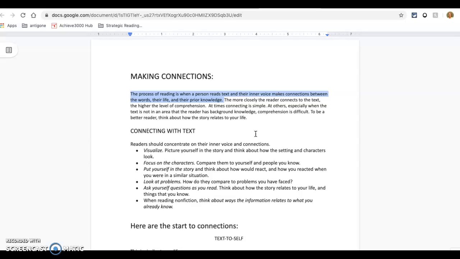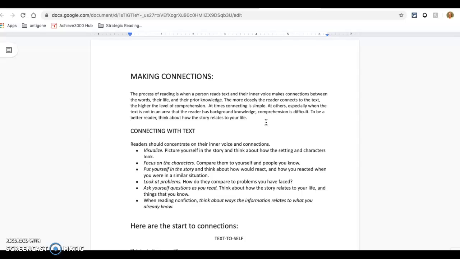The idea behind this sentence is that you're having a conversation. The text is talking to you, essentially. Now, granted, it's an inner voice. It's not actually talking to you, but you should be making some comments. There should be something going on in your brain as you're reading. That paragraph continues by saying the more closely the reader connects to the text, the higher the level of comprehension. And that probably makes a lot of sense, right? The more we know about a subject, the more we're going to understand when we read about that subject.